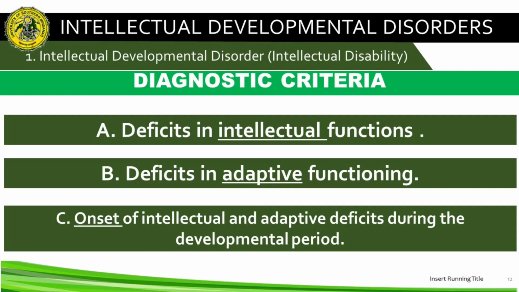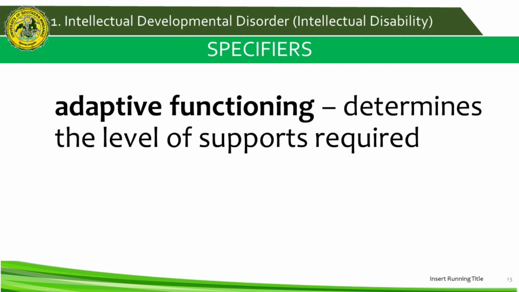So, criterion C states that onset is during the developmental period, that refers to recognition that intellectual and adaptive deficits are present during childhood or adolescence. So, ang severity level ng intellectual developmental disorder or intellectual disability ay pwedeng maging mild, moderate, severe, or profound. It ranges from F70 to F73.